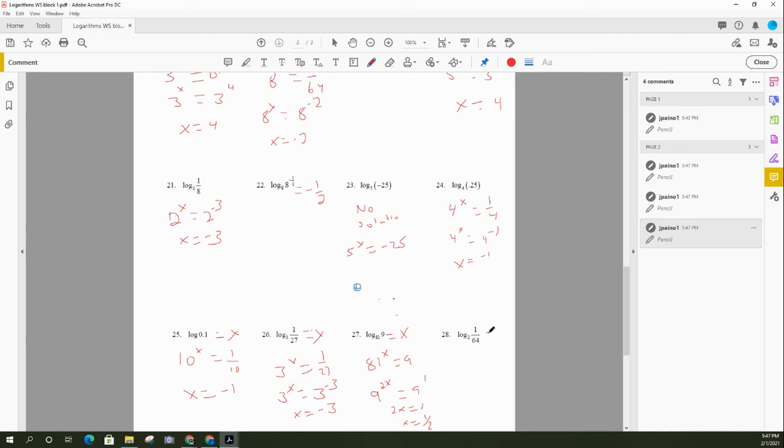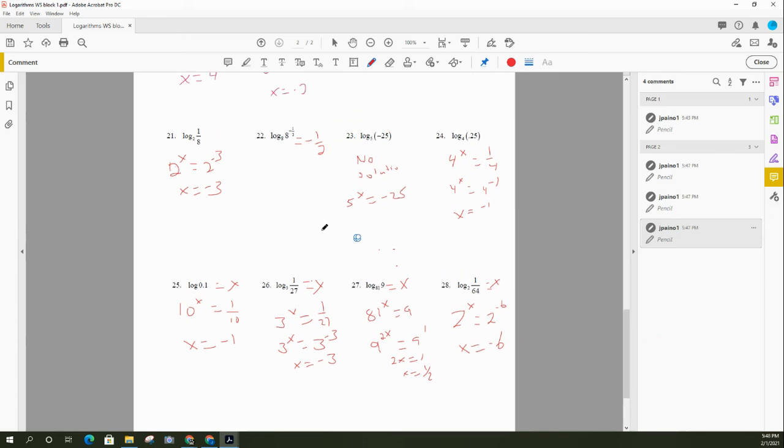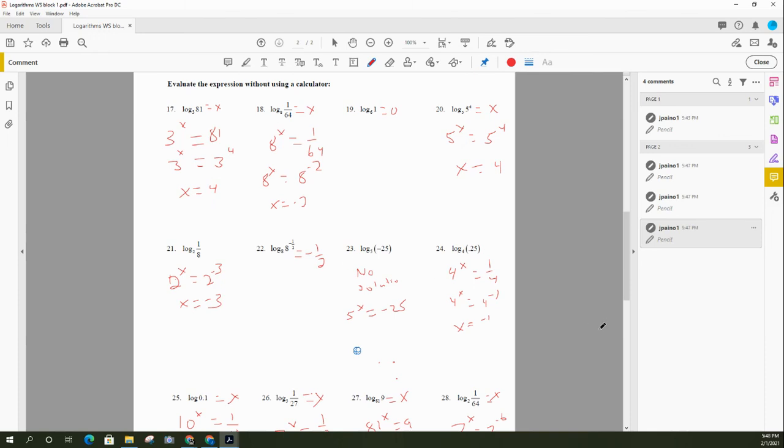And then over here, last one, I think. Yeah, 2 to the what power equals 1 over 64. And so 64 is 2 to the 6th. So that's 2 to the negative 6. So x equals negative 6. And there you go. That's how you're going to write it. If you know your powers, your first few exponents to the third power, fourth power, know your base twos, these should all be pretty easy to do without a calculator.